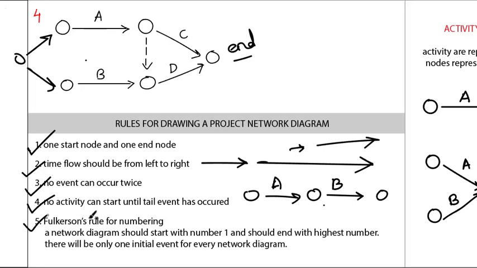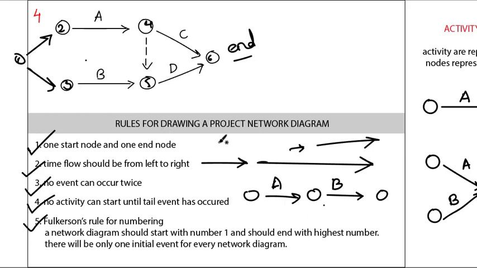And the fifth rule is Fulkerson's rule for numbering. A project network diagram should always start with 1 and should end with the highest number possible. For example, this node will be 2, 3, this will be 4, 5, and this will be 6. So a project network diagram should start only with 1 and end according to the question. In a question there might be many activities given or fewer activities, so the end node's number depends on the question, but the start should always be 1.